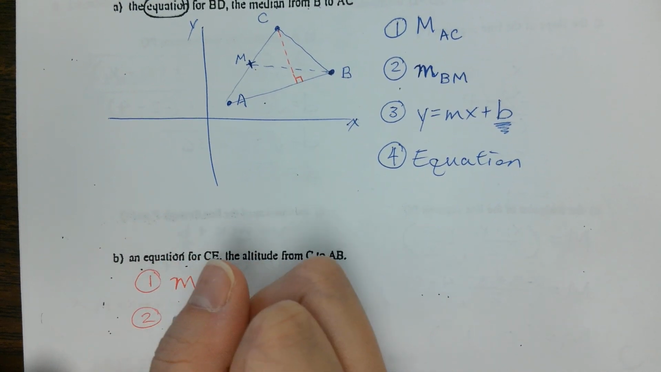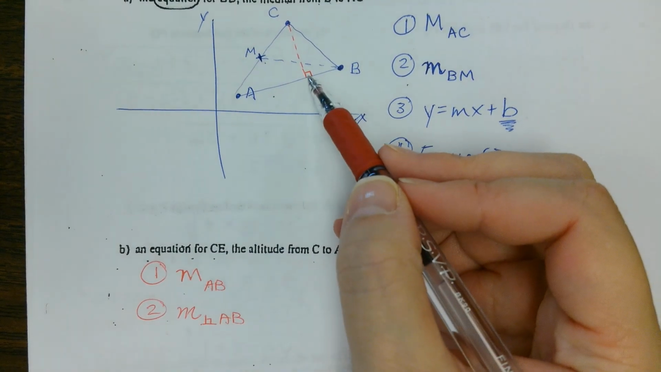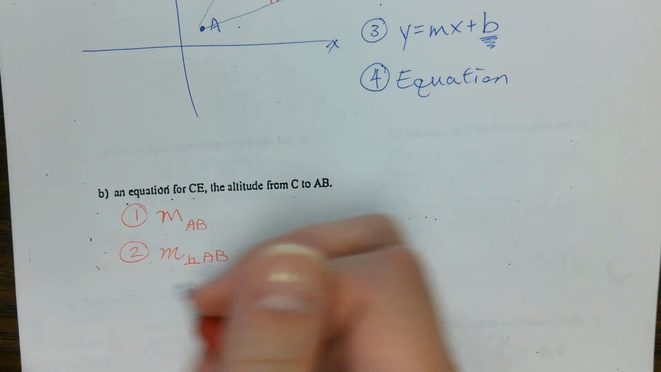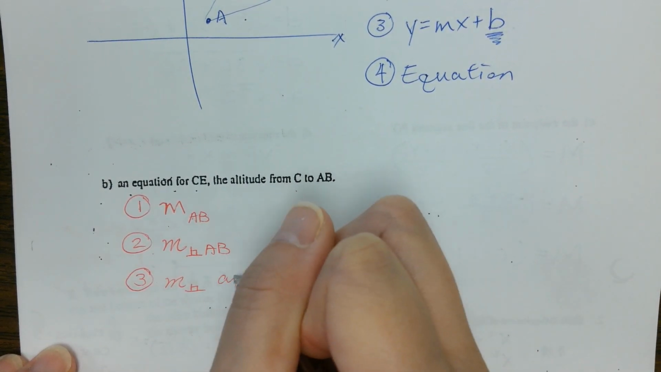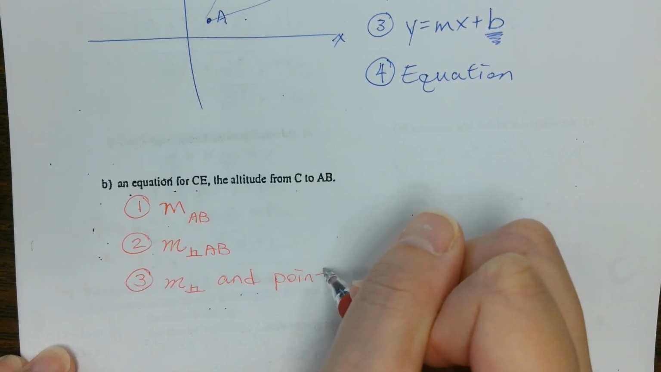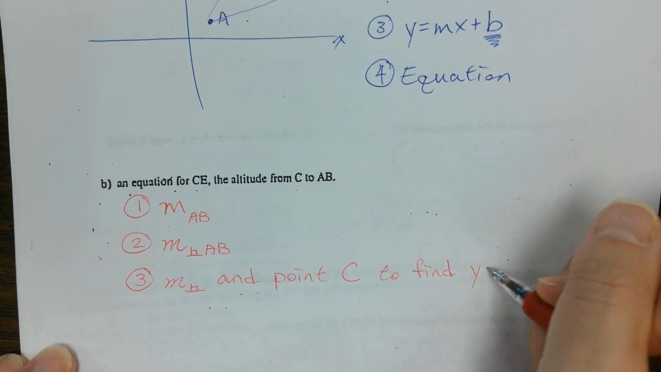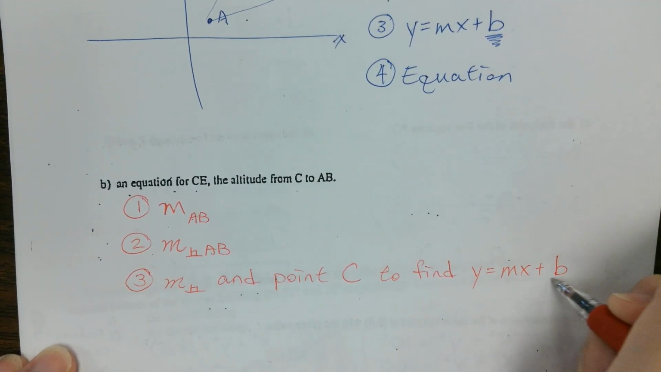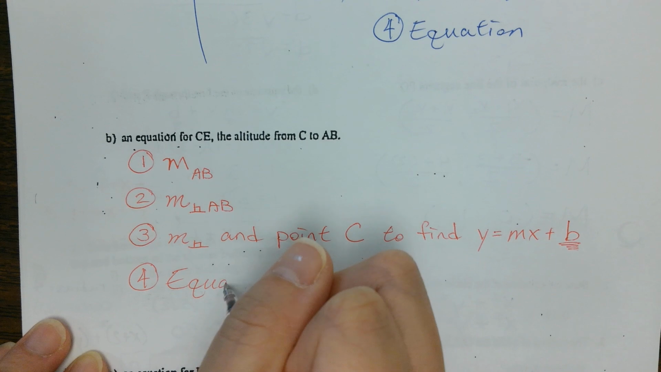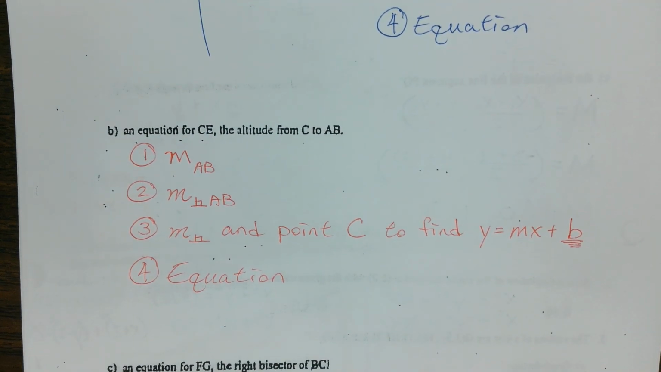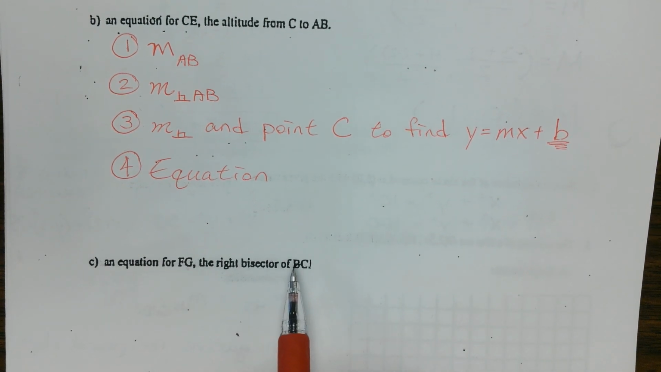Second step is to find the perpendicular slope of AB, which would give me the slope of this line. And then using the perpendicular slope and point C to find b. And then lastly, put it into the equation. Okay, so that's that.